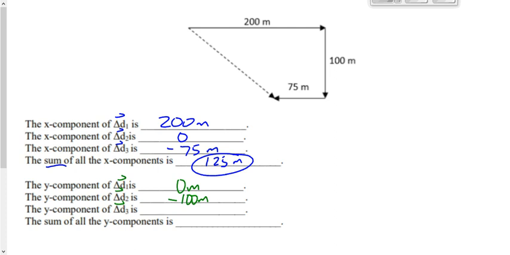How much is it? Good. 0. Yeah, it's all x component, right? So we're going to say 0 plus negative 100 plus 0 to give me the sum of the y components, which ends up giving me negative 100 meters. We're still not done, but we're getting there.